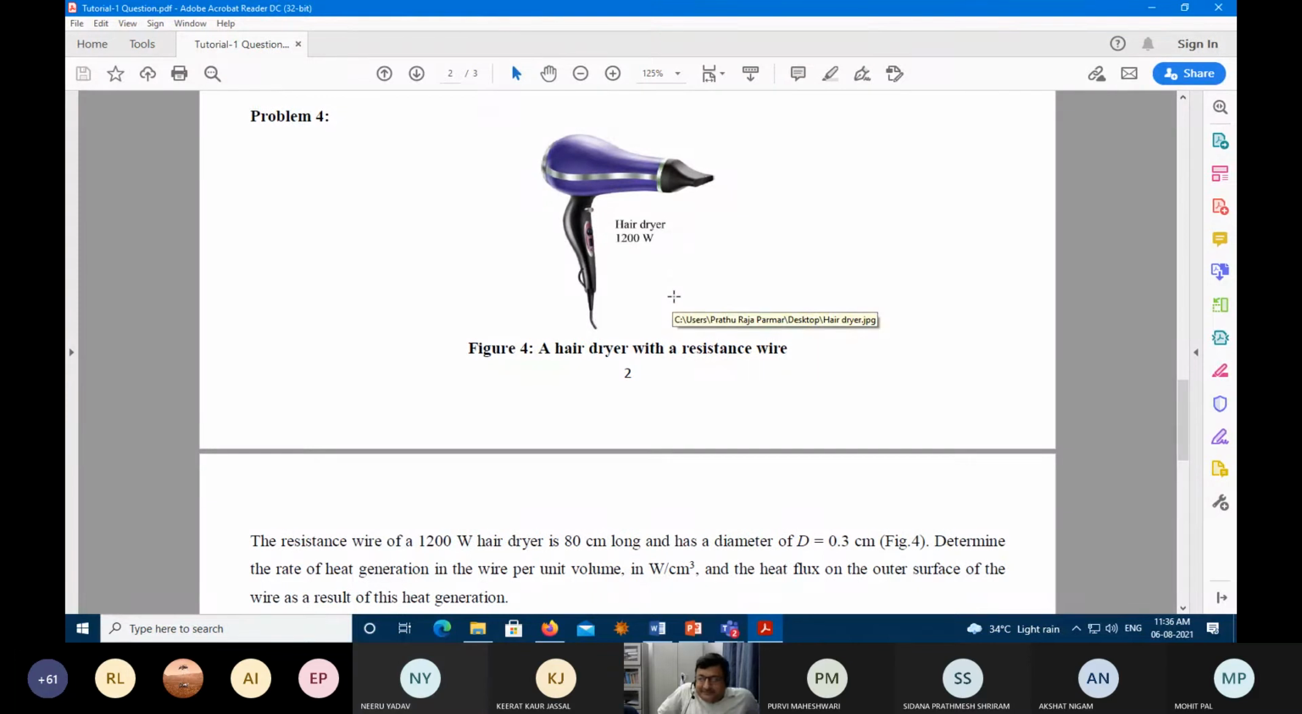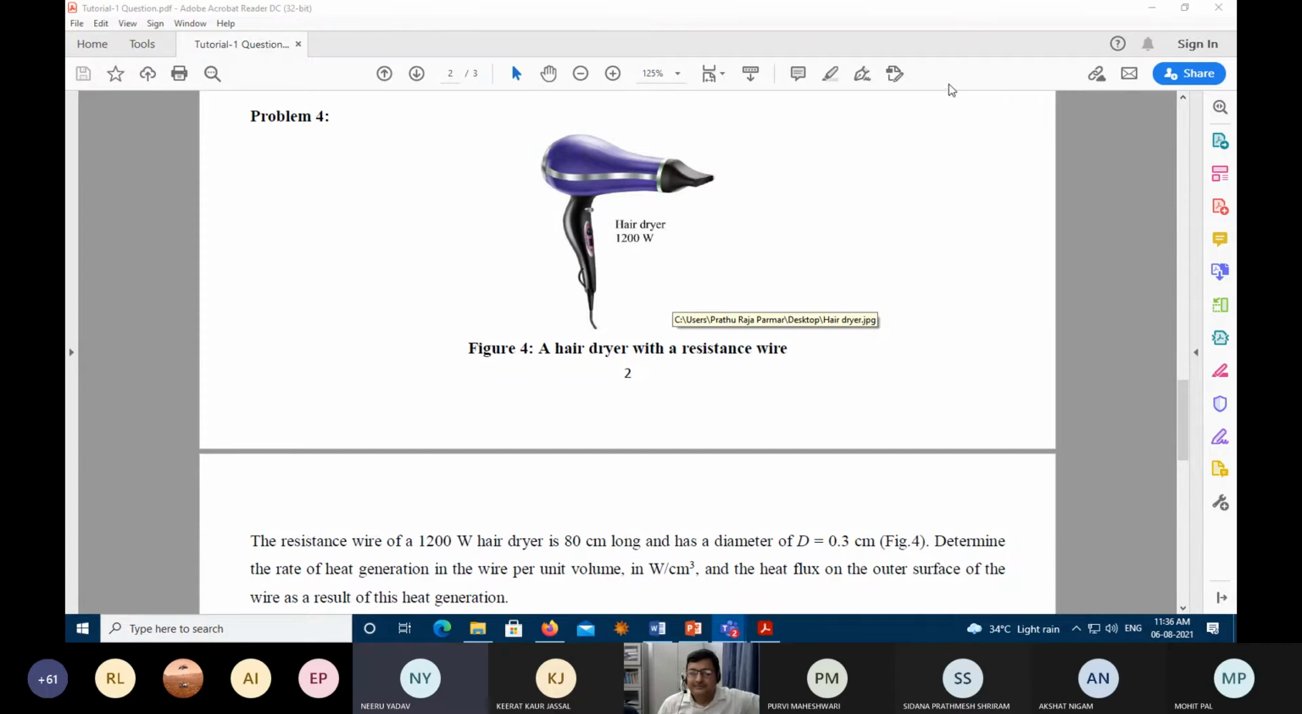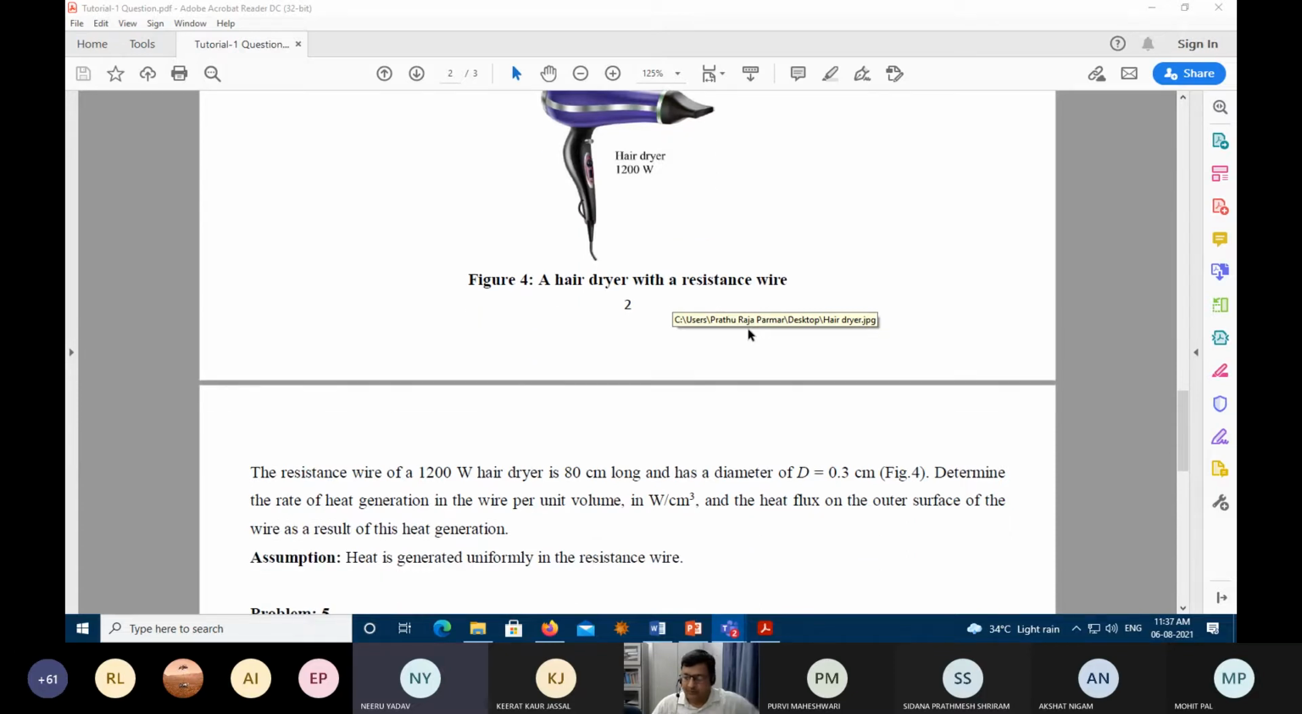Yes, who is that? Sir, Neeru. Neeru, please, go ahead. The resistance wire of a 1200 watt hair dryer is 80 centimeter long and has a diameter of D equal to 0.3 centimeter. Determine the rate of heat generation in the wire per unit volume in watt per centimeter cube, and the heat flux on the outer surface of the wire as a result of this heat generation. Assume heat is generated uniformly in the resistance wire. Yes, how will you go about that?